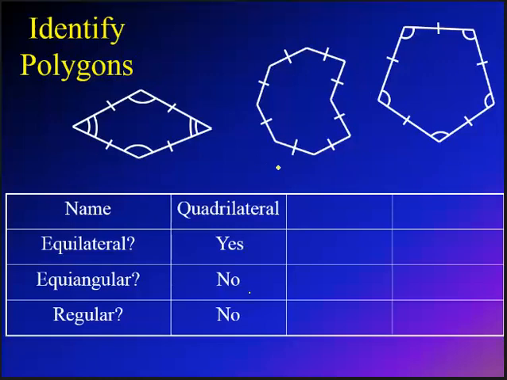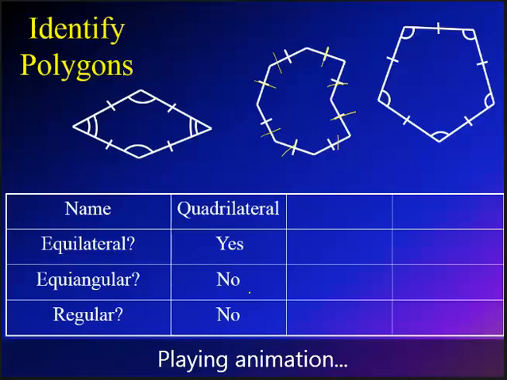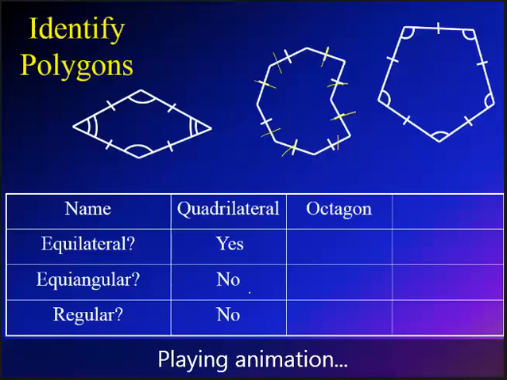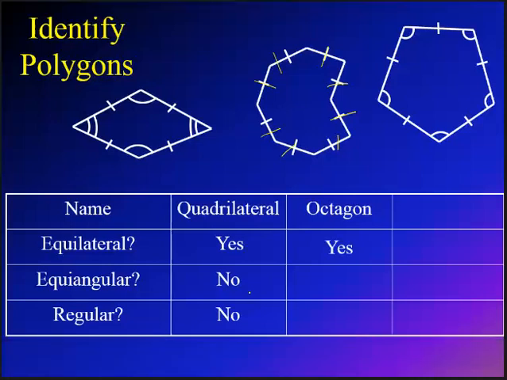Now let's go on to this next figure. To name it, we need to know the number of sides. So we got to go around and just start counting. 1, 2, 3, 4, 5, 6, 7, 8. What was the name of an 8-sided figure? Remember, there's an ocean creature that has 8 legs. We call it an octagon. Is this octagon equilateral? Are all of the 8 sides congruent to each other? Yes, they are. So we're going to put a yes in that box.